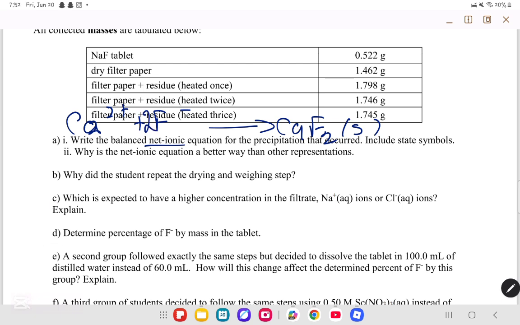That's part I done. Part II. Why is the net ionic equation a better way than other representations? Because it only includes the reacting species. It ignores the spectator species. What are the spectator species in this case? They are Cl- and Na+. So we'll move on to part B.